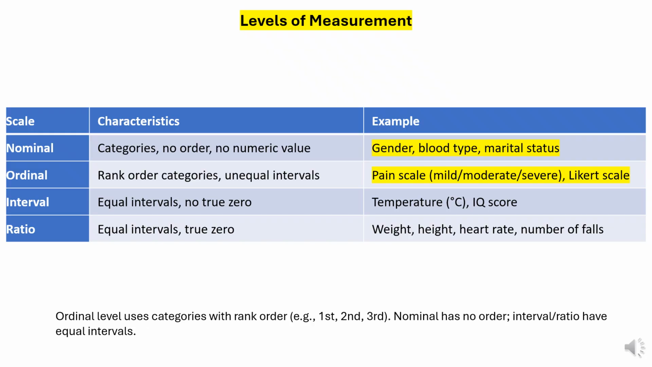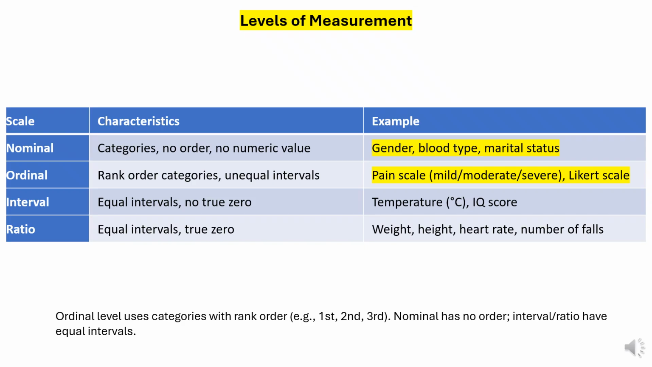Levels of measurement. In research and statistics, variables are measured at different levels, each with distinct characteristics that determine what mathematical operations are meaningful. The nominal level represents the simplest scale, categories with no inherent order and no numeric value. Examples include gender, blood type, or marital status. Each label is distinct, but no category ranks above another.